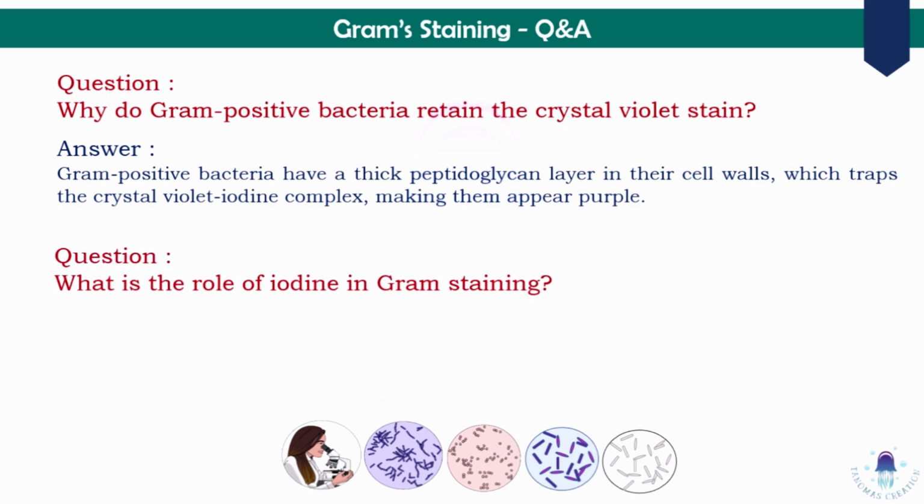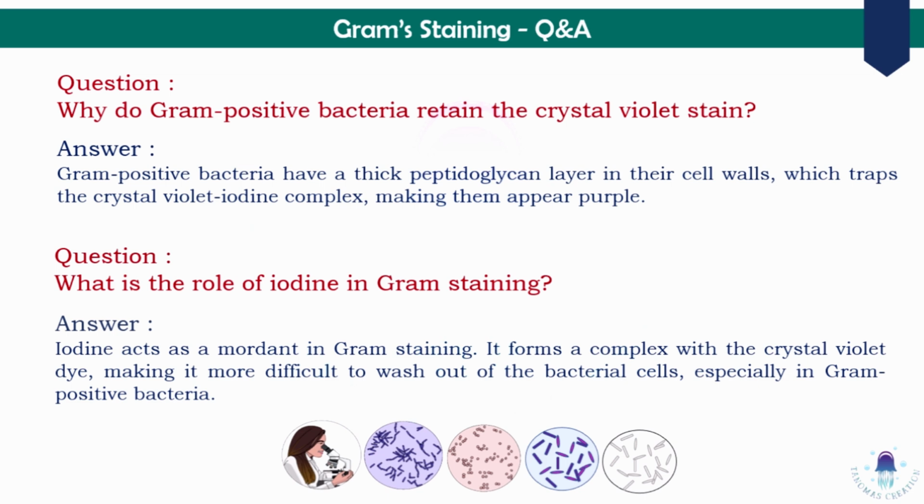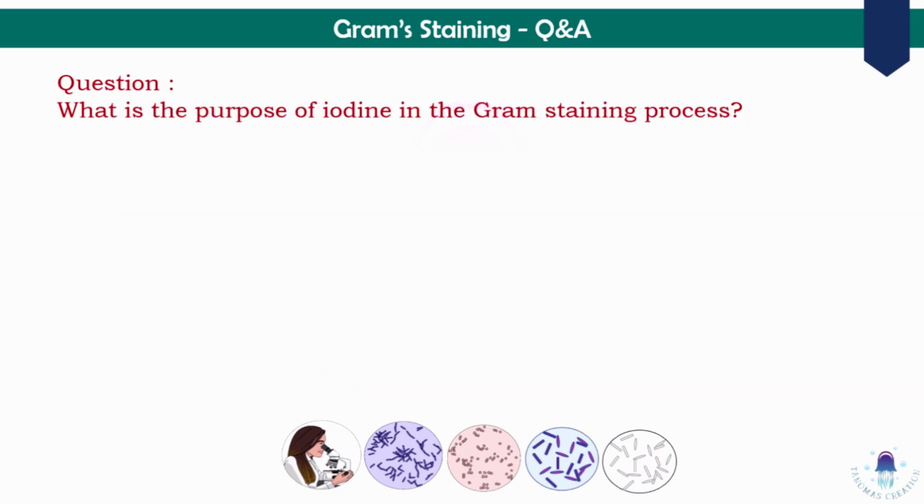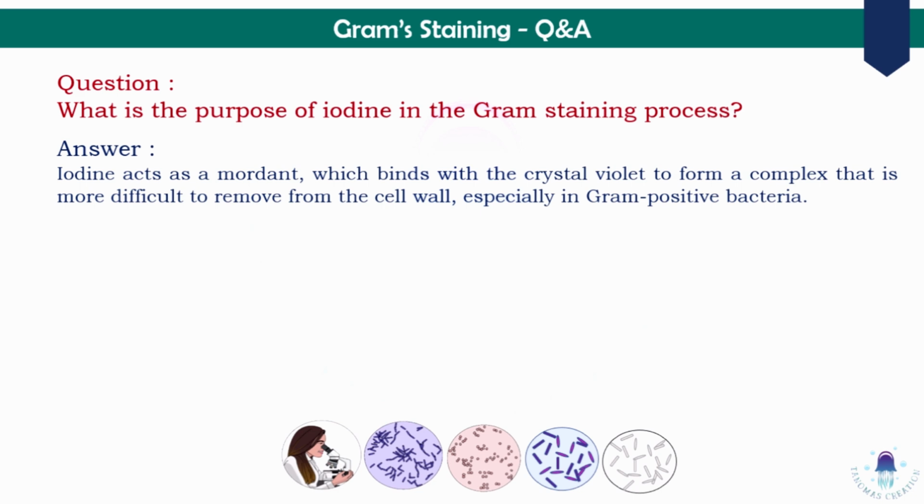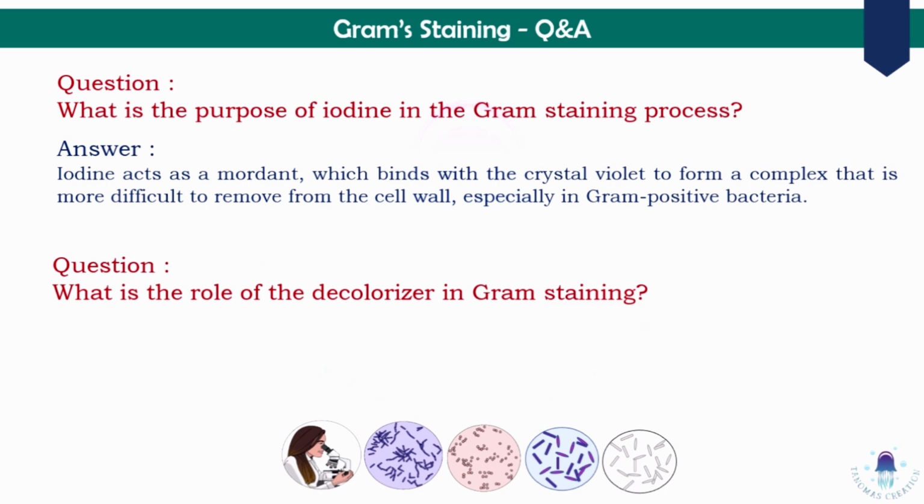Question: what is the role of iodine in gram staining? Answer: iodine acts as a mordant in gram staining. It forms a complex with the crystal violet dye, making it more difficult to wash out of the bacterial cells, especially in gram-positive bacteria. Question: what is the purpose of iodine in the gram staining process? Answer: iodine acts as a mordant, which binds with the crystal violet to form a complex that is more difficult to remove from the cell wall, especially in gram-positive bacteria.